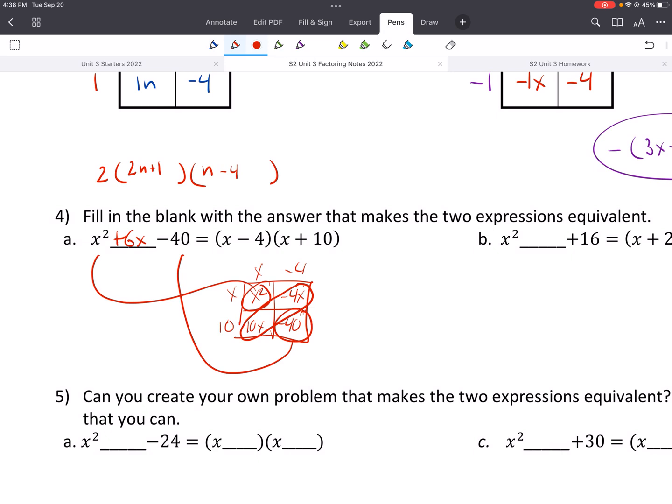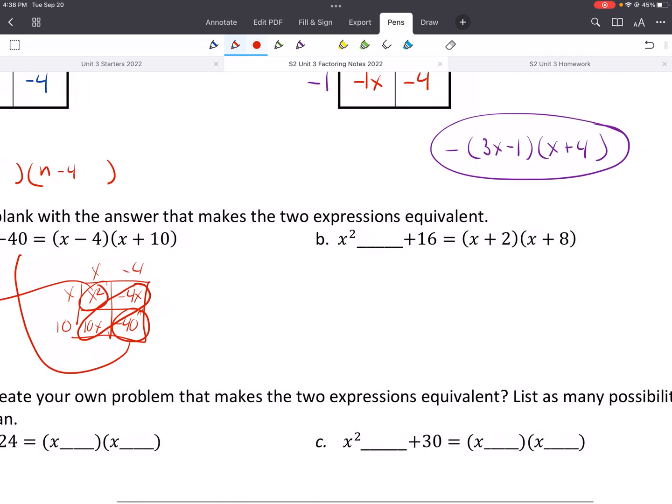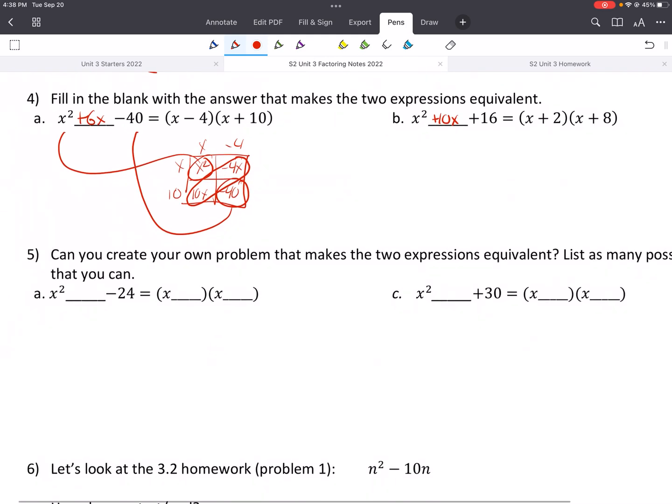All right. Same sort of thing. We can give that a try. Why don't you give that a try, but you'll end up getting plus 10x. All right. And then 5 is kind of going intense here.